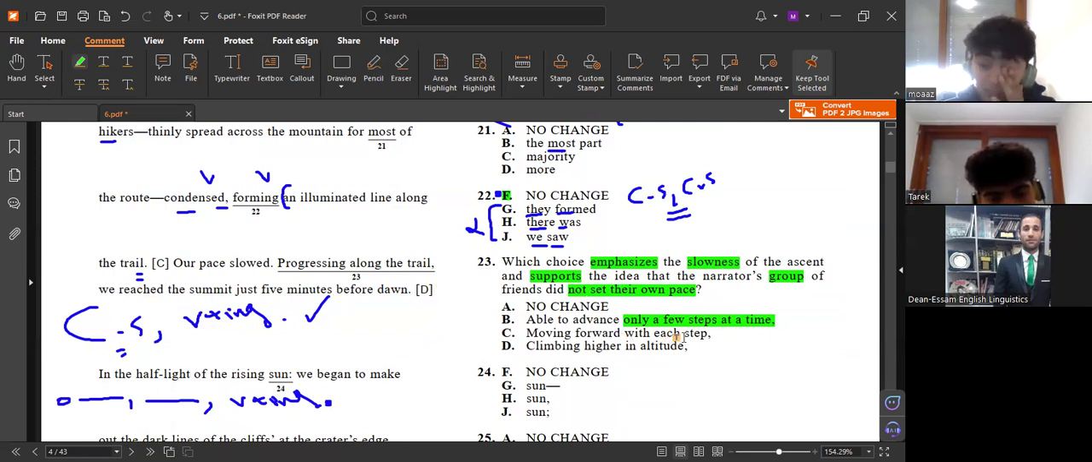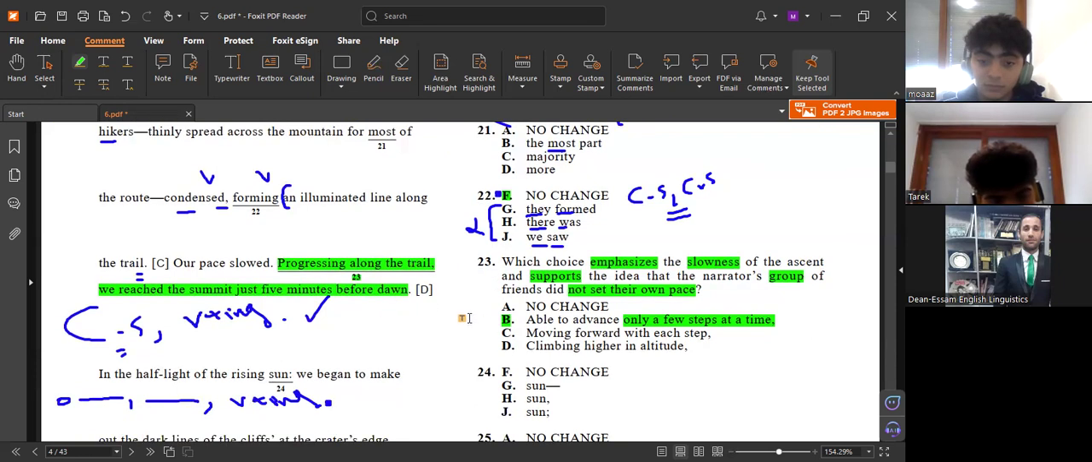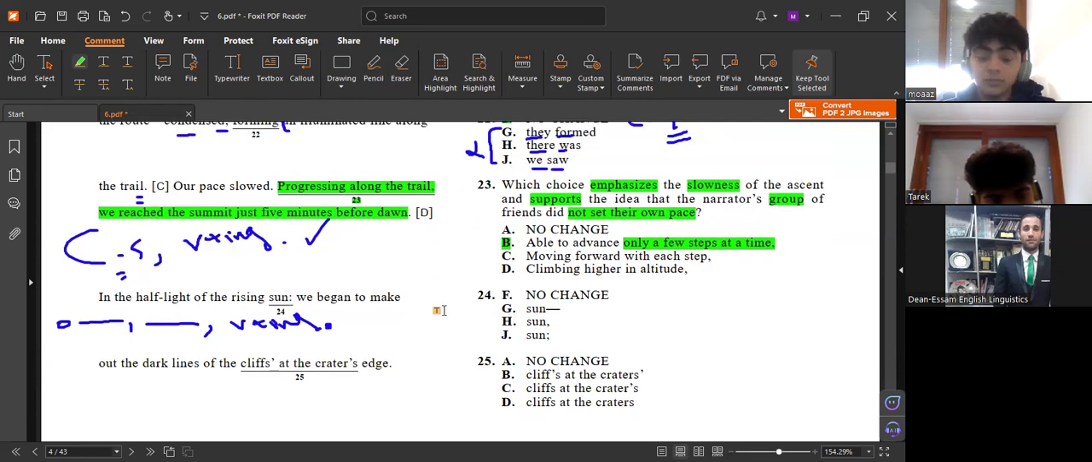Moving forward with each step, moving forward means progressing. Climbing higher, how? But here letter B is slow. This is what we call here, Maaz, a specific target in the question. I don't care about the paragraph. Only the sentence from the beginning to the end, and the target in the question. So that's your answer in the question. And that's it.